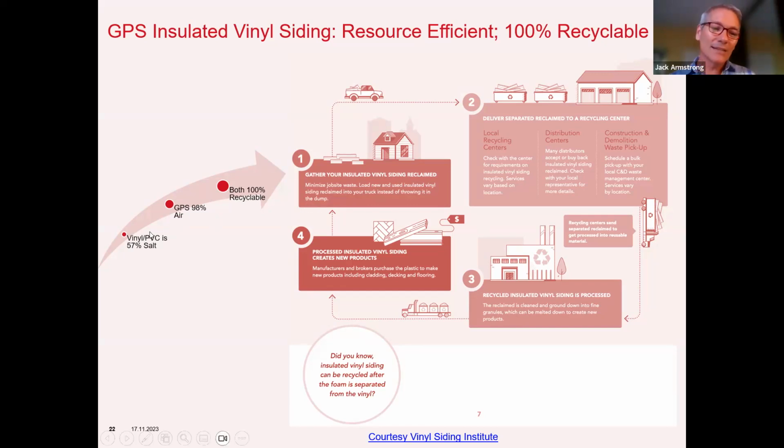So when we look at, say, a vinyl polyvinyl chloride product, it's 57% salt. Think of salt from the ocean: you extract that out, you leave the water back, you take that salt, and you're able to produce the vinyl siding. So it's one of the lowest carbon intensity polymers that exist out there today.